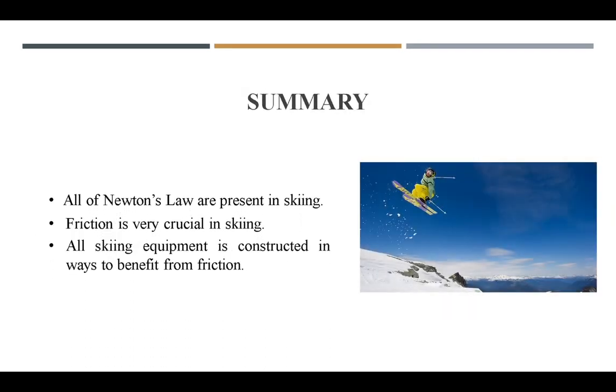To sum it all up, all of Isaac Newton's laws of motion are present in the sport of skiing. In addition, friction is very important for skiing as it helps the skier control their speed and direction, lets them start, and allows them to stop. Finally, but most importantly, all of the skiing equipment such as ski poles and ski boards are constructed in ways that benefit from the presence of friction.